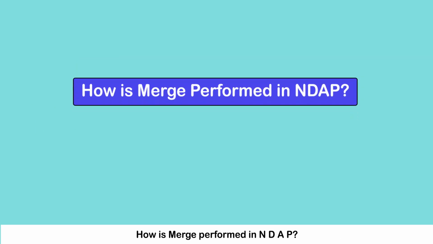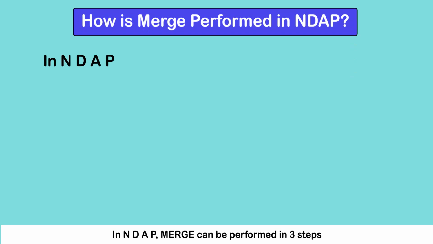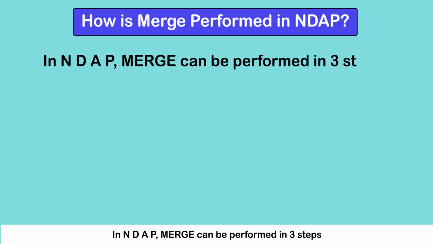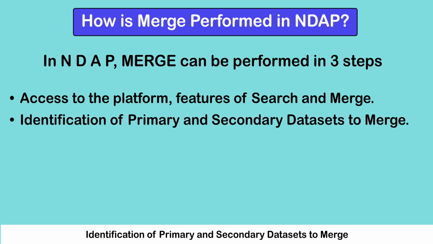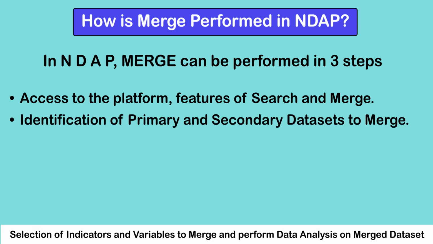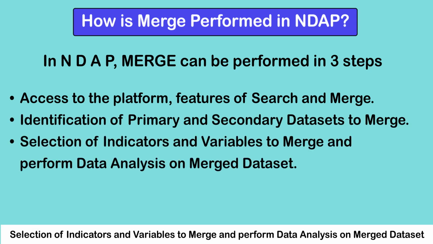How is merge performed in NDAP? In NDAP, merge can be performed in 3 steps. Access to the platform, features of search and merge. Identification of primary and secondary datasets to merge. Selection of indicators and variables to merge and perform data analysis on the merged dataset.